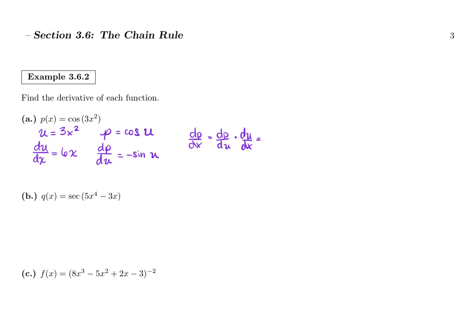So dp du is negative sine u, and du dx is 6x. Notice that we still have a u in here, so it can't truly be dp dx when we still have a u. So the way we'll finish it out is negative 6x times the sine of u, and we let u be 3x squared. So we make it back to 3x squared. All right, and that's how we finish this one. That is the entire derivative.